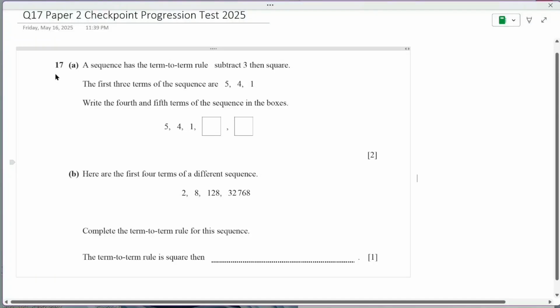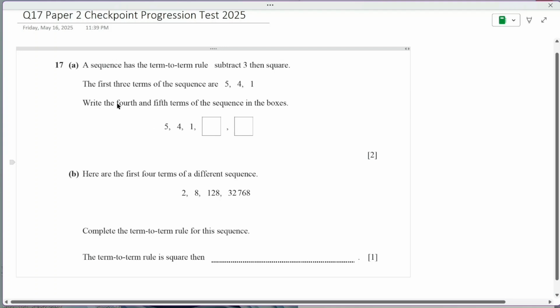Question 17a. A sequence has a term to term rule: subtract 3, then square. The first 3 terms of the sequence are 5, 4, 1. Write out the fourth and the fifth terms of the sequence in the boxes. So this is term 1, term 2, term 3, term 4, term 5.